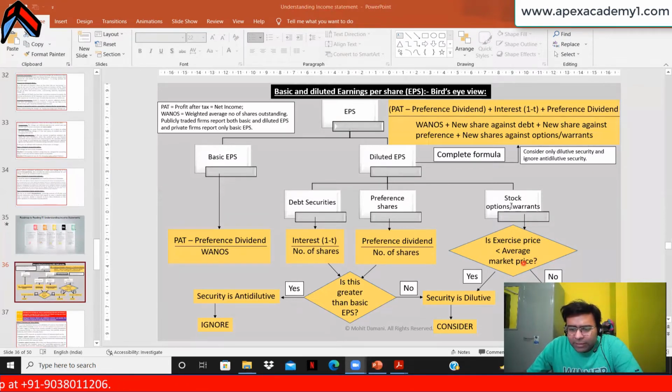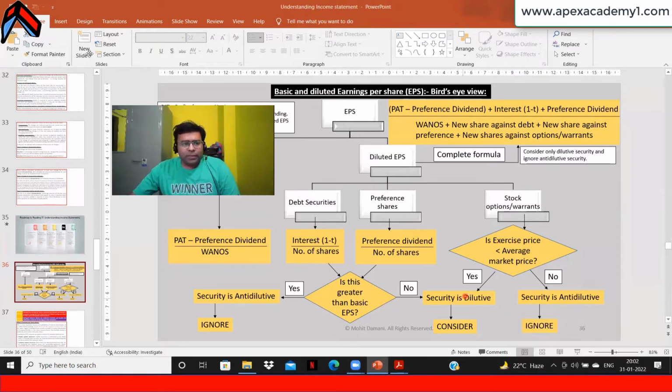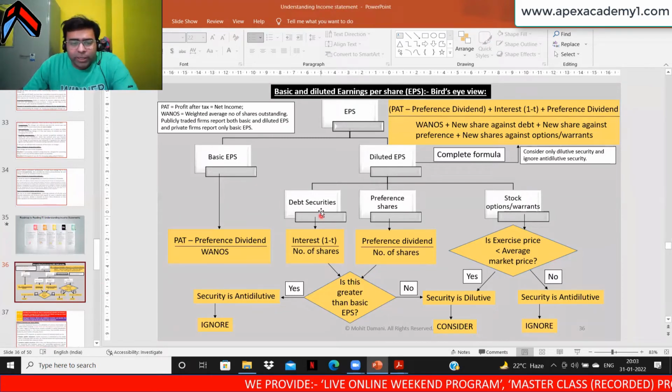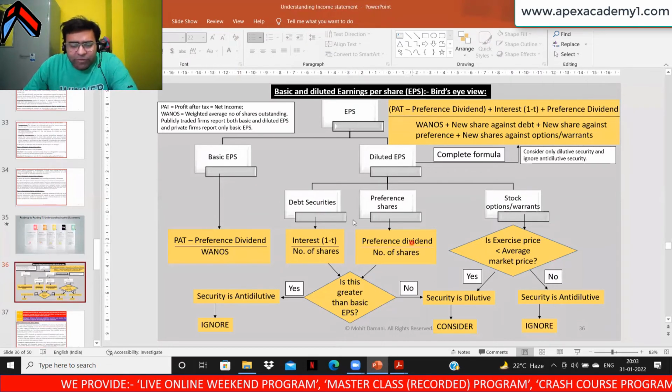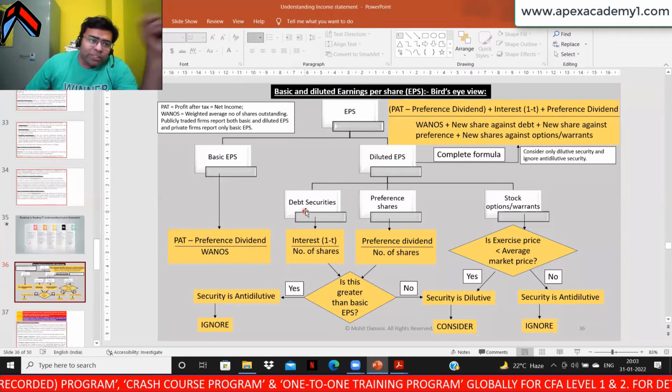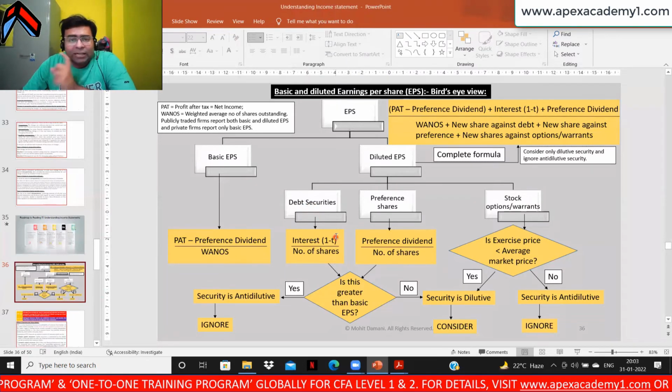Then this is basically stock warrants. Is exercise price less than average market price? Yes. Then, just one second. If it is yes, then security is dilutive. If no, then security is anti-dilutive. Okay. So this is the formula you have to use and you have to check at every level, at individual security level. So for debt separately, for preference separately, for warrant separately. If there are two debts, then for first debt separately, for second debt separately. That will be the logic.